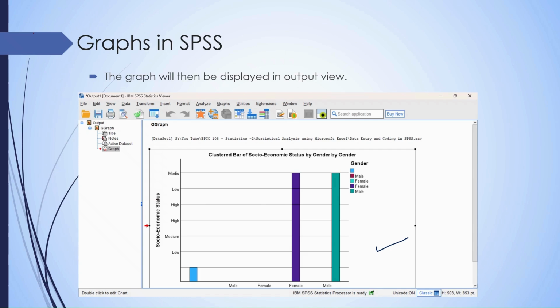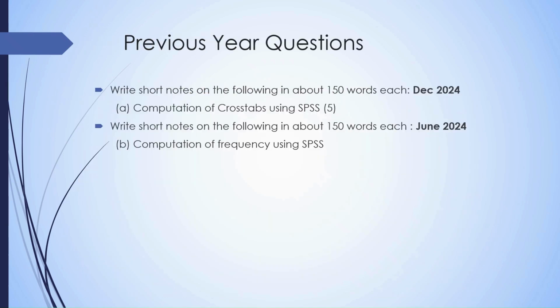All right. So we have completed the 11th unit of block 4 now. Let's now quickly look at the previous year questions that we have from this topic. So up till last June 2021, I got only 2 questions from this topic. First one came in the last term, that was December 2024, and the question was write short notes on the following in about 150 words each, and the option was computation of cross tabs using SPSS. This we have completed, right?